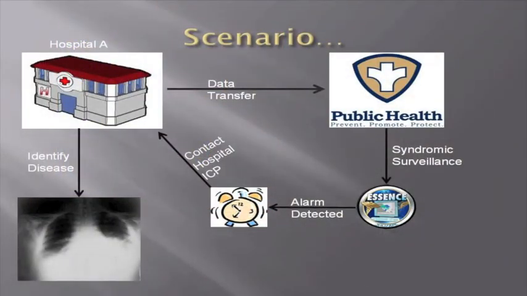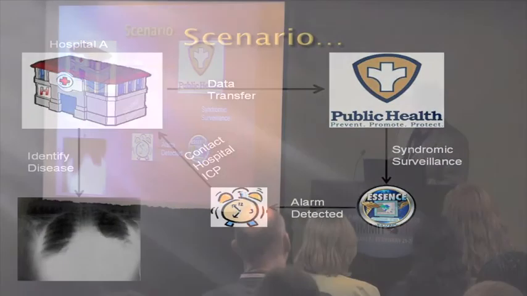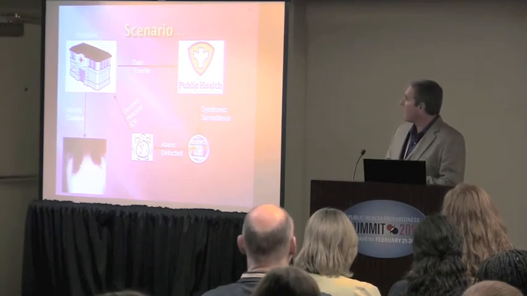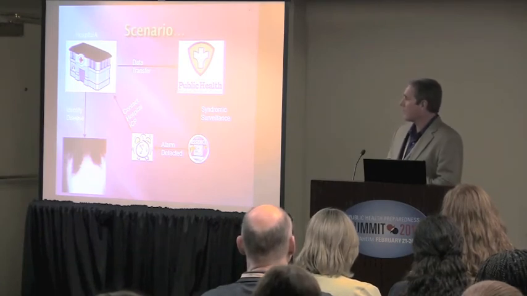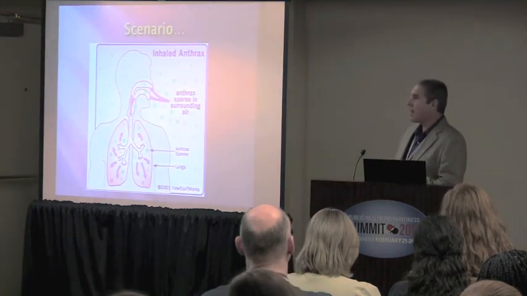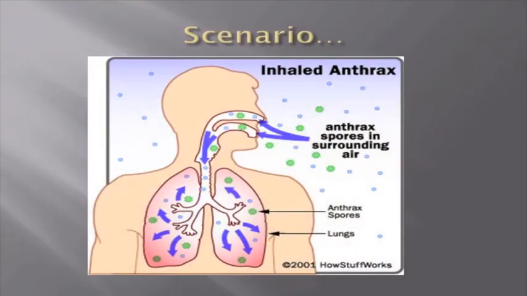There's some other things that have developed here recently. BioSense and ESSENCE are both going to be available on the cloud now. When everybody started syndromic surveillance, they spent hundreds of thousands of dollars trying to do the implementation and writing of the programs. That's now available at either low or no cost on the cloud.